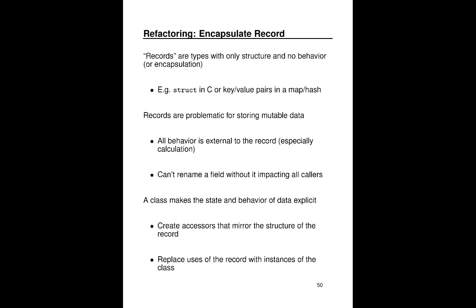So for instance, when you create a class that is evolved from a record, you end up with accessor methods that provide the same structure of the record. And then you just go through and you replace uses of that record with instances of the class. Conceptually, it's not very difficult to do, but it becomes kind of time-consuming, especially when there are lots of uses of the record out there.